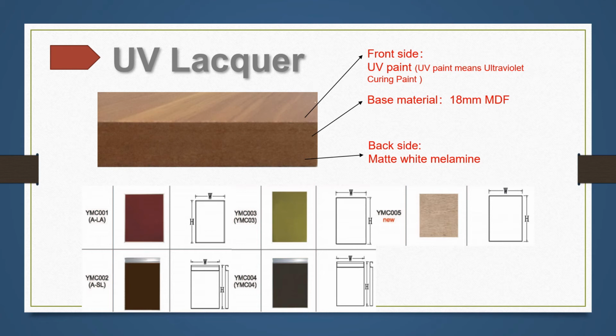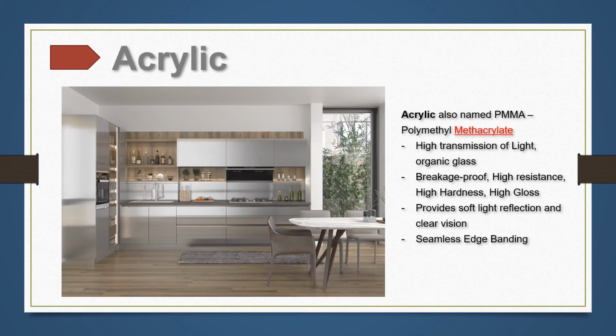Unlike the PU paints used in traditional lacquers that take days and weeks to produce, this can be produced really fast. Different from melamines, since we need to do paints on it, we also need a smooth surface and therefore the base material for UV lacquer is MDF. Also with this paint on it, the overall thickness of the door panels will rise to 19. Its price is a little bit higher than double-sided laminates, but it's much cheaper than lacquer products.